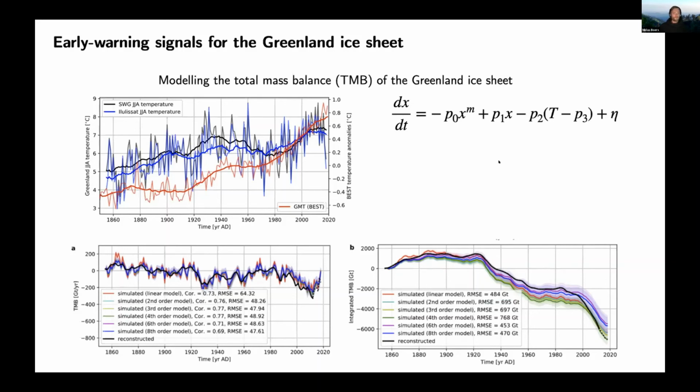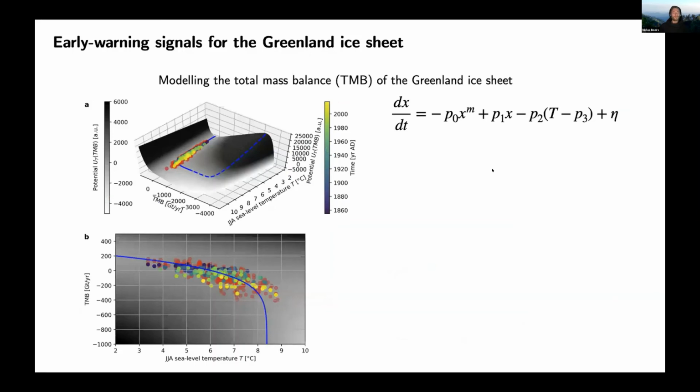So everything is just there. It's just a linear response. The linear model does quite well. It has fewer parameters, so it should be preferred. However, if we look at the potential of this model, the colored points here are the total mass balance reconstructions again. The red are corresponding simulations, now using a higher model order. The blue solid is the stable fixed point of the model, and the dashed one is just for completeness, the unstable one.